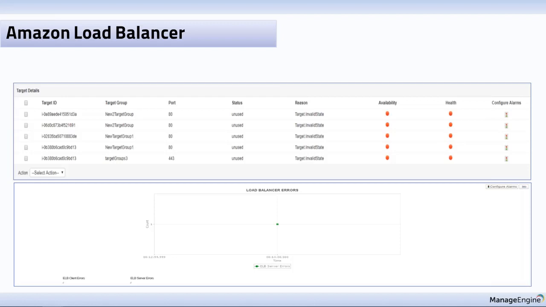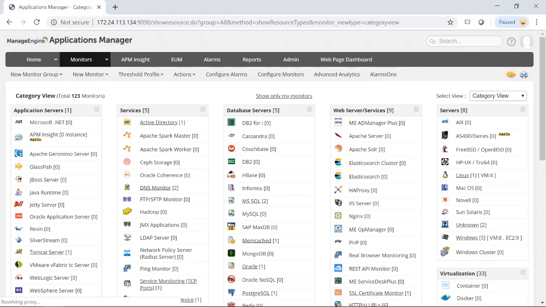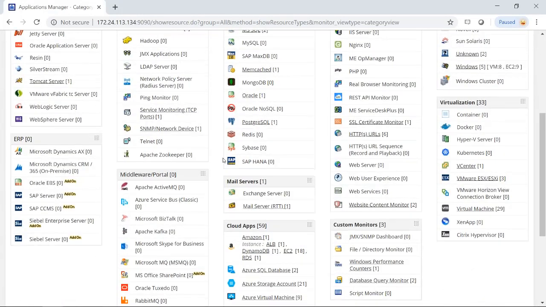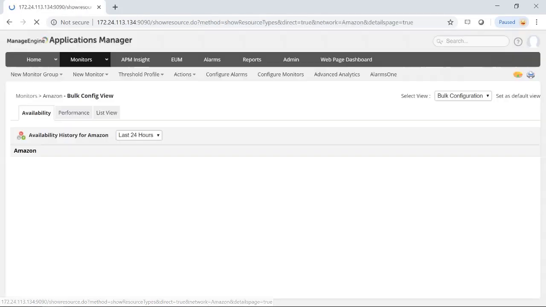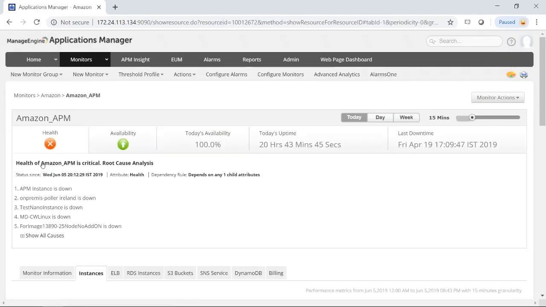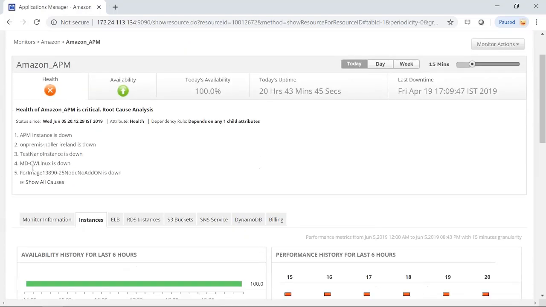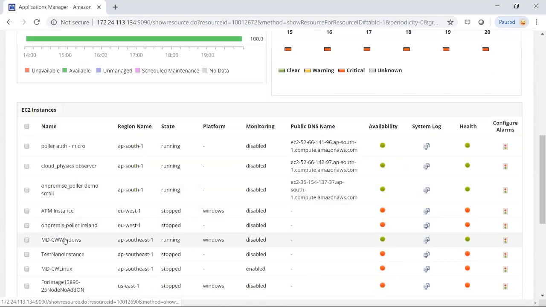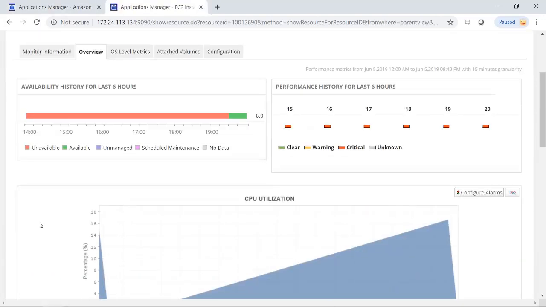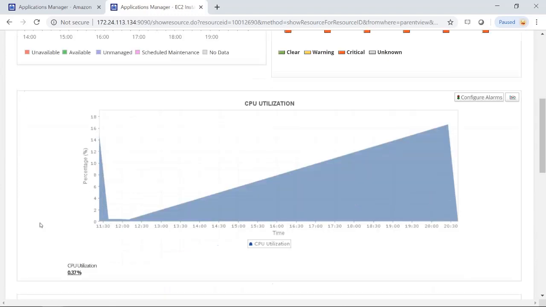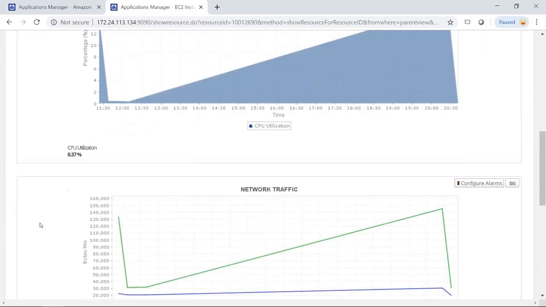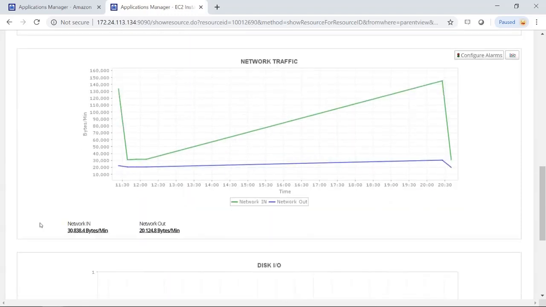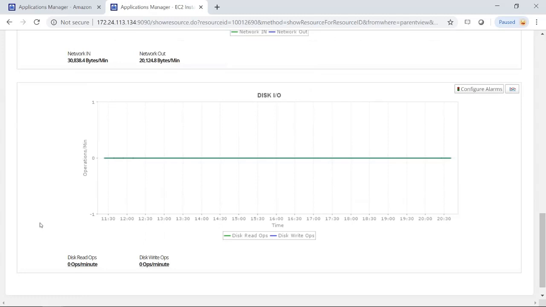With that being said, let us get to the UI and see how the product works across these monitors. I go to the Monitors tab and navigate to the bottom where we see Cloud Applications, under which I click on Amazon, which lists out various services which we saw in the screenshots a while ago. Let me quickly take you to one of the existing EC2 instances. This specific EC2 instance helps an admin identify the CPU utilization, the network traffic, as well as the disk IO operations. These are the common overview metrics.